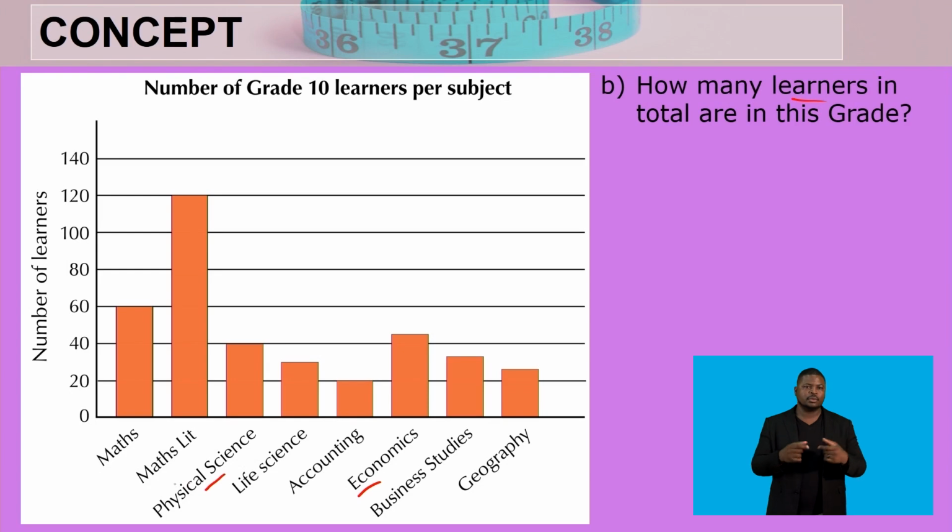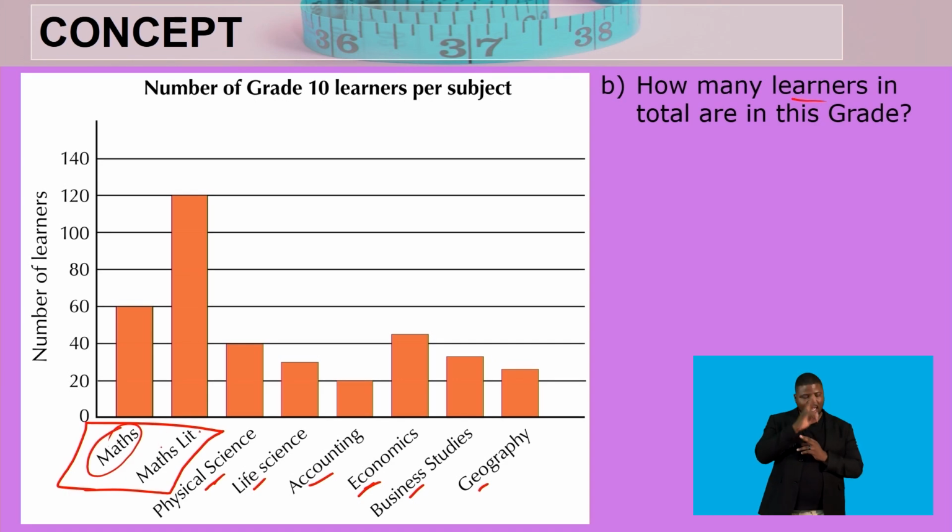If we check there, we've got a group of streams indicated. We've got the science stream, which will be your physics, your life science, and your geography. We also have the commercial stream, which is accounting, economics, and business studies. Then we have the 2 basic subjects, which are maths and maths lit. Learners that are doing maths cannot do maths lit, and learners that are doing maths lit cannot do maths.